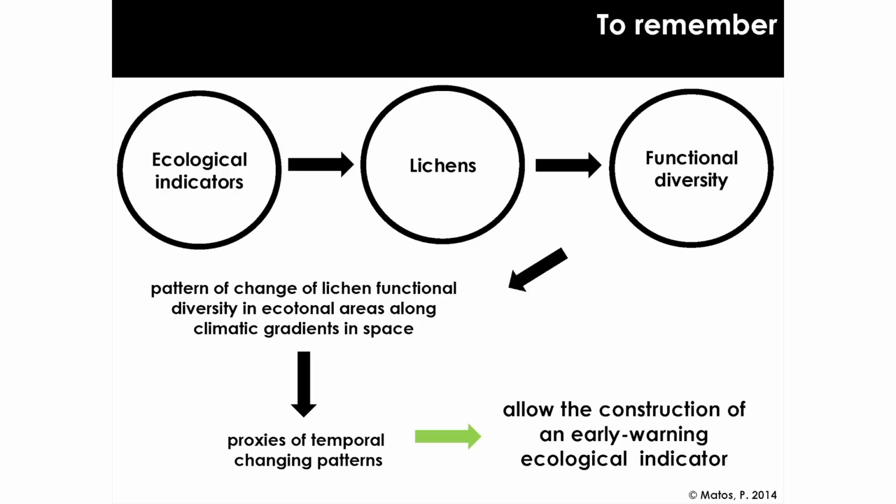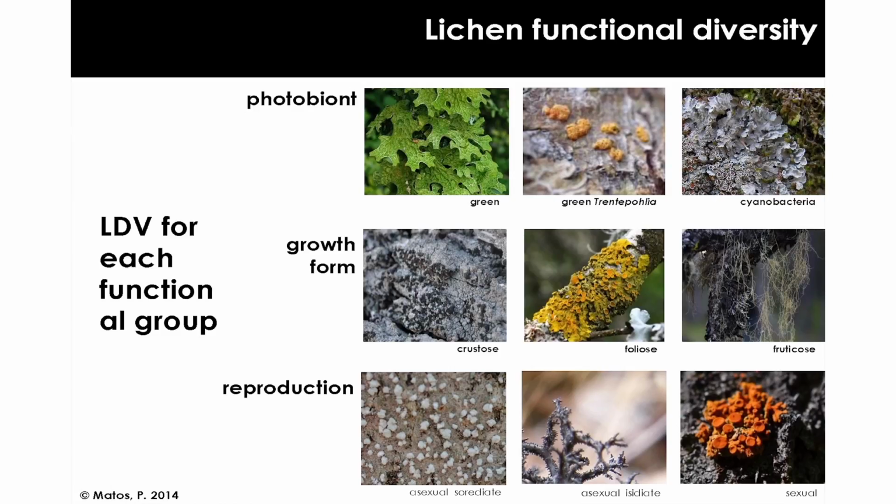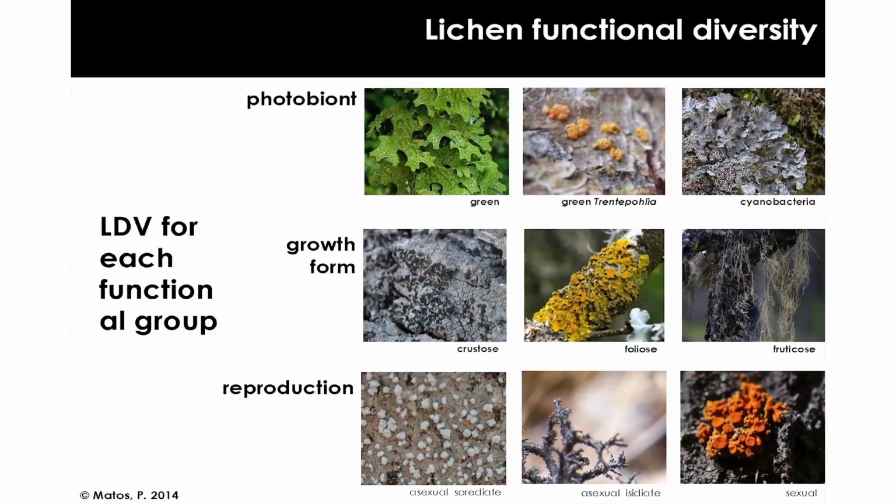To begin, I wanted to show you the traits we have chosen. For the work that I'm going to show you, we focused on only 3 traits. First, the type of photobiont. Like I said, lichen is a symbiosis between a fungus and a green algae, cyanobacteria, or a special kind of green algae, which is the Trentepohlia, the one that I showed you yesterday, which is kind of orange. We also focus on growth form.